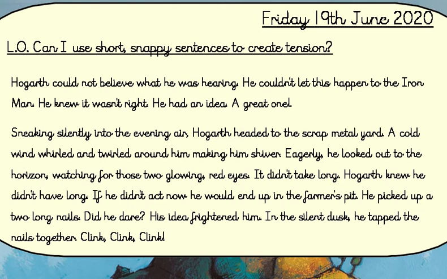Hogarth could not believe what he was hearing. He couldn't let this happen to the Iron Man. He knew it wasn't right. He had an idea, a great one. Sneaking silently into the evening air, Hogarth headed to the scrap metal yard. A cold wind whirled and twirled around him, making him shiver. Eagerly he looked out to the horizon, watching for those two glowing red eyes. It didn't take long. Hogarth knew he didn't have long. If he didn't act now, he would end up in the farmer's pit.